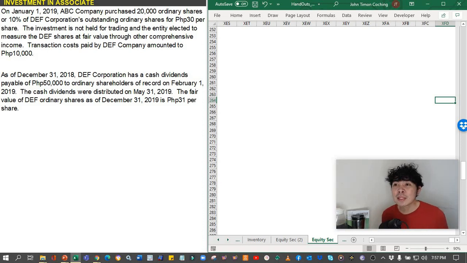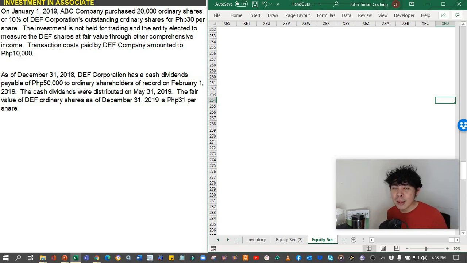It says here that the investment is not held for trading and the entity elected to measure the DEF shares at fair value through other comprehensive income. The transaction cost paid amounted to 10,000 pesos. So on January 1, our classification for the investment is financial asset at fair value through other comprehensive income through election. We paid a transaction cost amounting to 10,000 pesos. And since FVOCI is our initial classification, the transaction cost will become part of the capitalized asset.